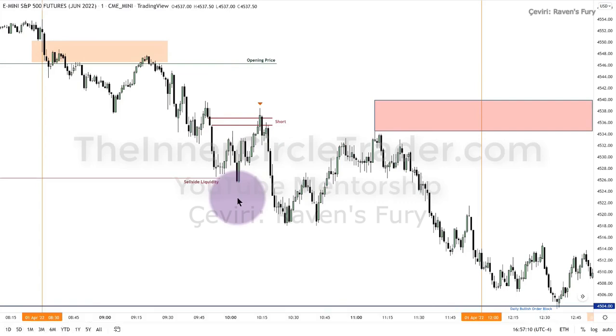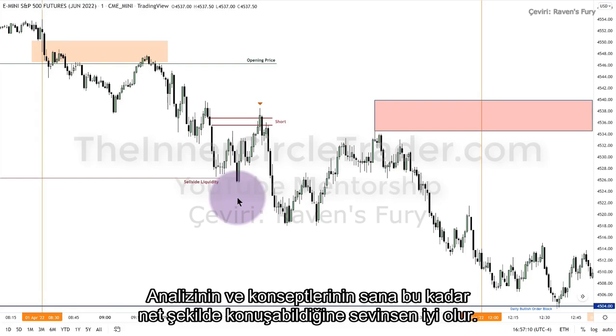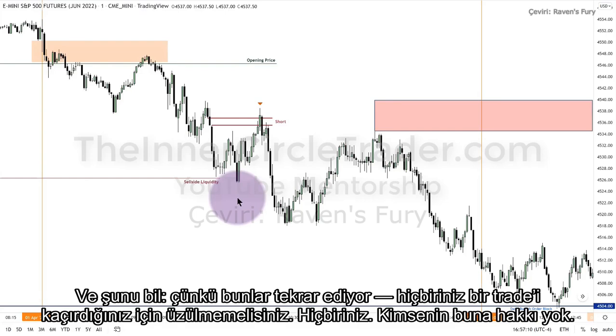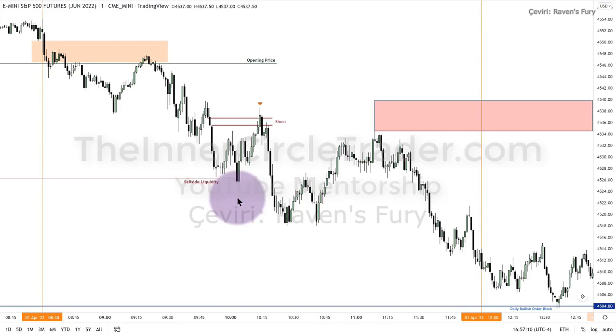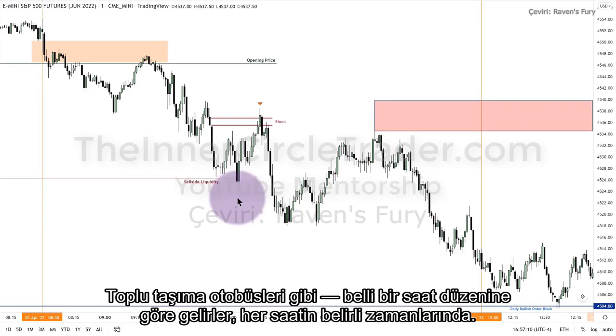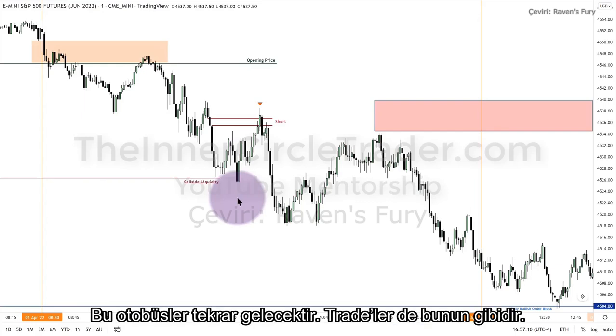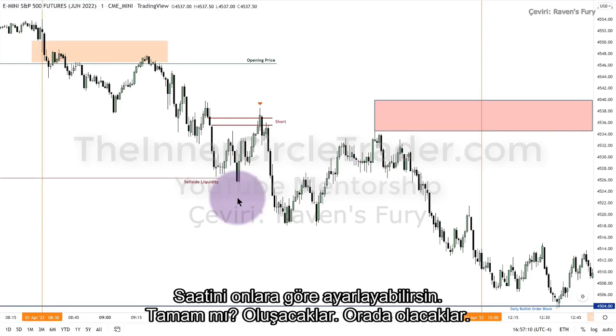And you can't get mad about that. You should be happy that your analysis concepts are speaking to you with that much clarity. And just know that because they repeat, none of you should be upset that you missed a trade. Like none of you. Nobody has the permission. Okay? You have no right to be angry about missing a trade because they are like buses. Okay? Mass transit buses that come by like a schedule. You know, every certain time of the hour or day, these buses are going to come around. These trades are just like that. You can set your clock to them. Okay? They're going to form. They're going to be there.